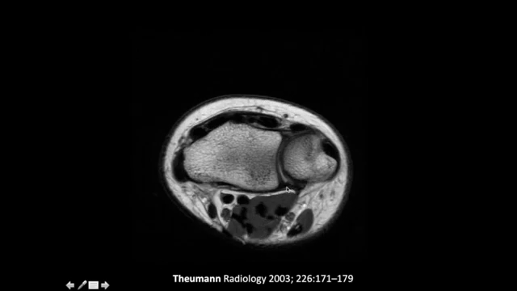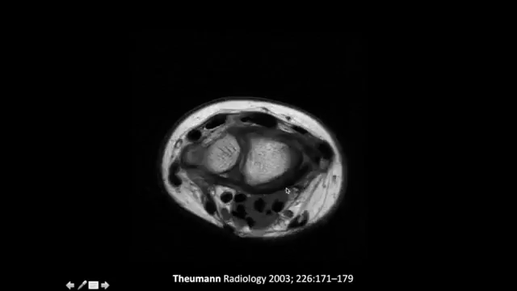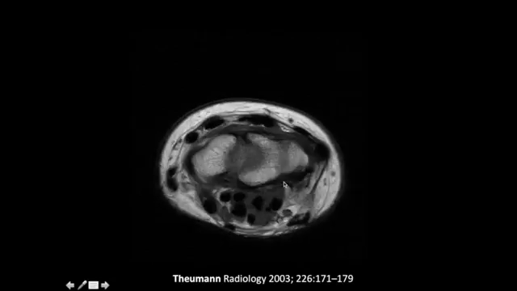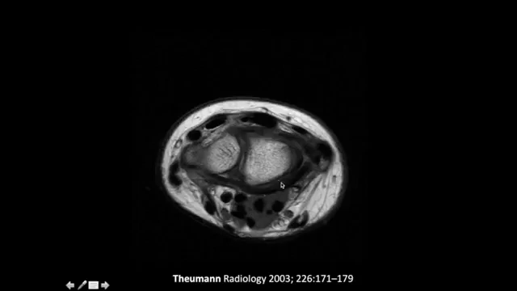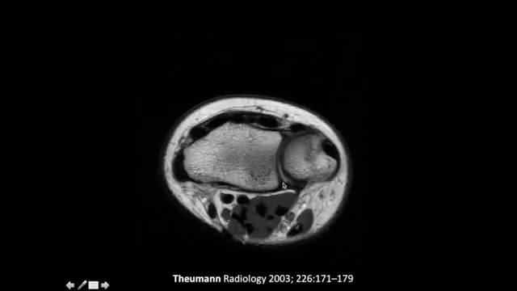Medially, if we follow the volar fibers of the volar distal radial ulnar ligament, we will see a ligament that attaches here to the lunate. This is the volar ulnolunate ligament.